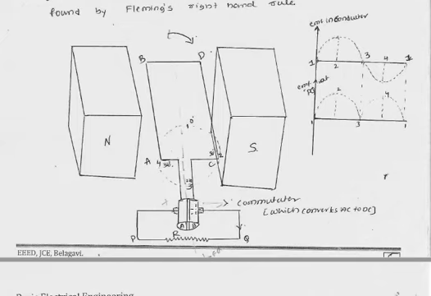And on the commutator segment we have a brush. The small square boxes you are seeing are nothing but brushes. The brush is touching the commutator segment, and that is connected to an external load, that is a resistor. Now let us say we just have a coil here. If we rotate this particular coil in a clockwise direction, assuming that you rotate it on an axis, this is the axis around which you are going to rotate.